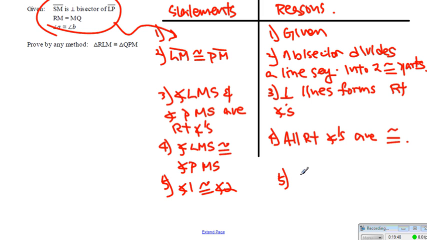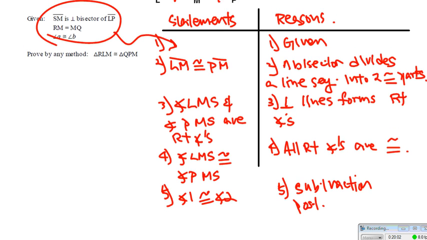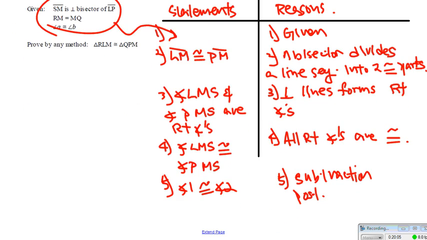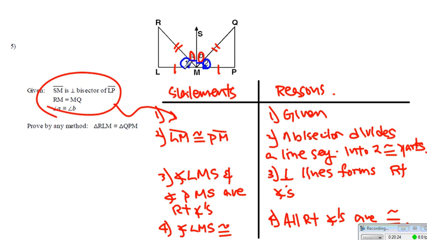And statement number 5, it could have been subtraction postulate. Now, after proving angle 1 and angle 2 are also congruent, then I think we are ready to write down the proof statement. Number 6. Triangle RLM must be congruent to triangle QPM. Why? It was SAS. If you look through them, it was SA, which is the angle between, and S.